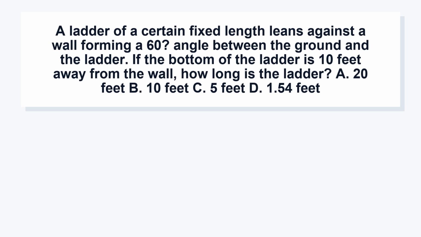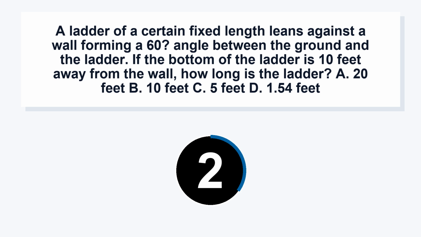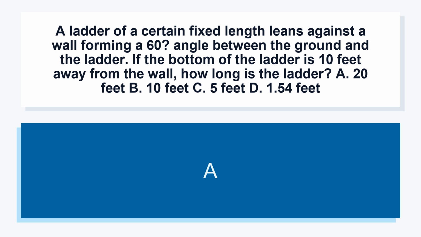A ladder of a certain fixed length leans against a wall forming a 60 degree angle between the ground and the ladder. If the bottom of the ladder is 10 feet away from the wall, how long is the ladder? A. 20 feet. B. 10 feet. C. 5 feet. D. 1.54 feet. A.